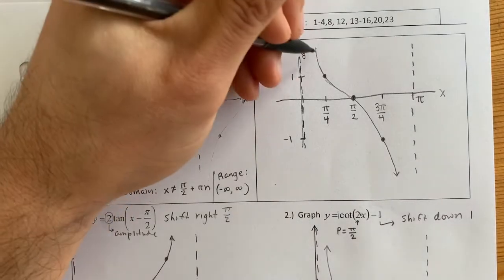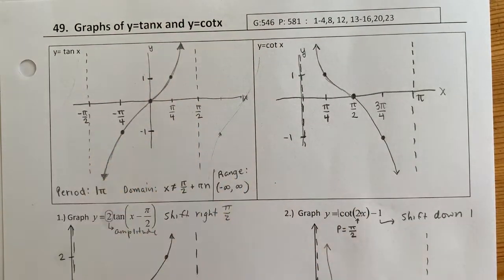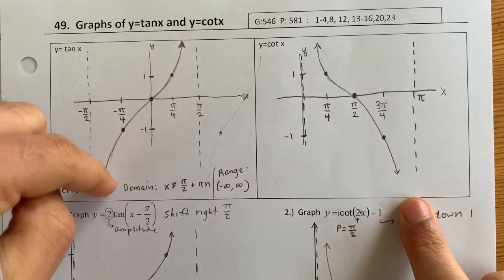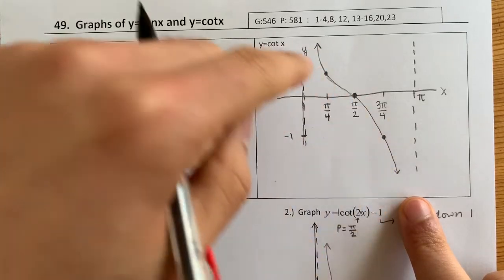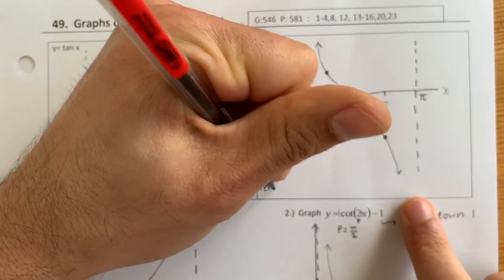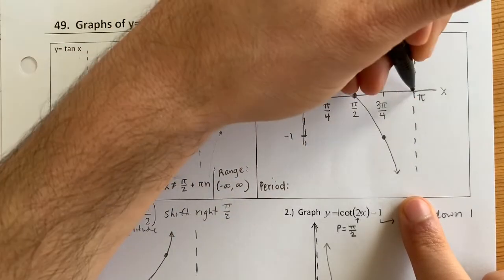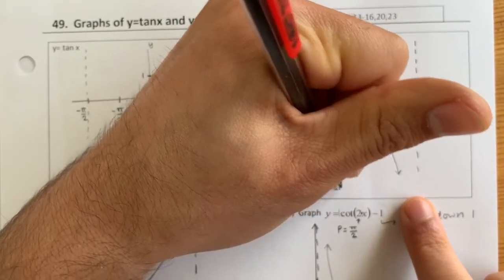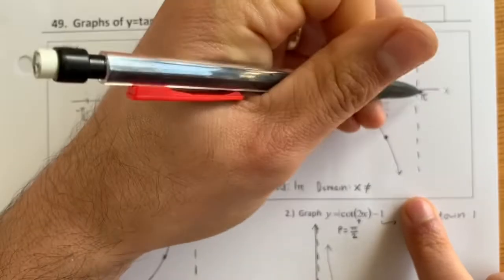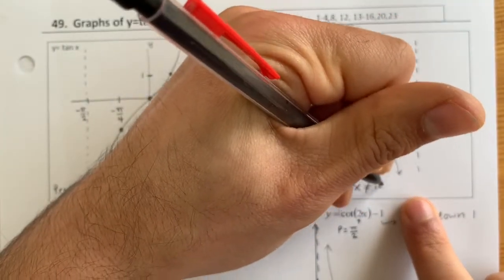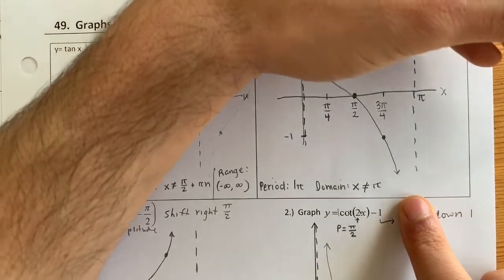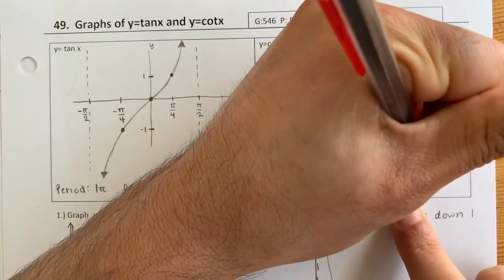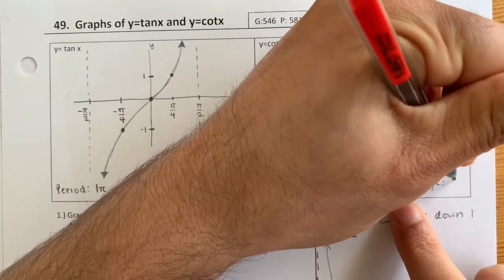So it looks similar, but it is shifted a little bit, and it is flipped. The tan goes up and the cotan goes down. The period of cotan, from 0 to pi, is the length, so a 1 pi period. The domain: x cannot equal pi, that's where it would be undefined. And then it'll be undefined every pi from then on, so plus pi n. And then the range is negative infinity to infinity.